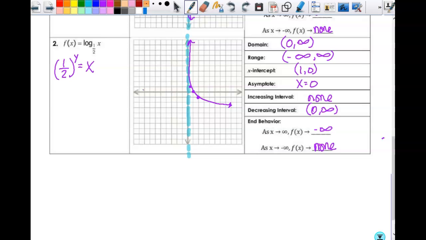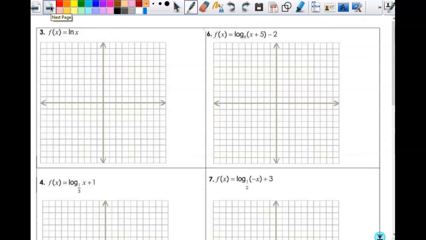It's weird. All right. So does that answer your question? We good? All right. So now let's look at number 3. I'm going to rewrite this in exponential form. Now this is just a parent function as well because there's no transformation. So I'm going to rewrite this as an exponential. What's the base? E. So I'm going to take e to the y power equals x.